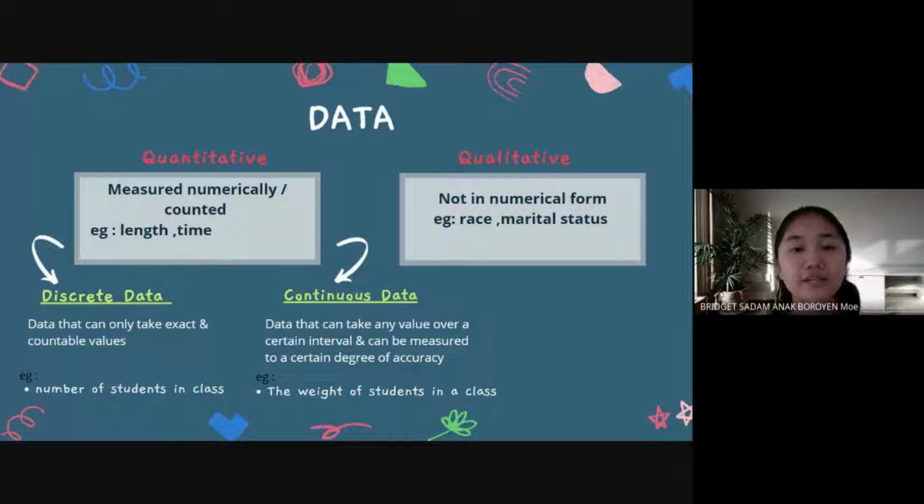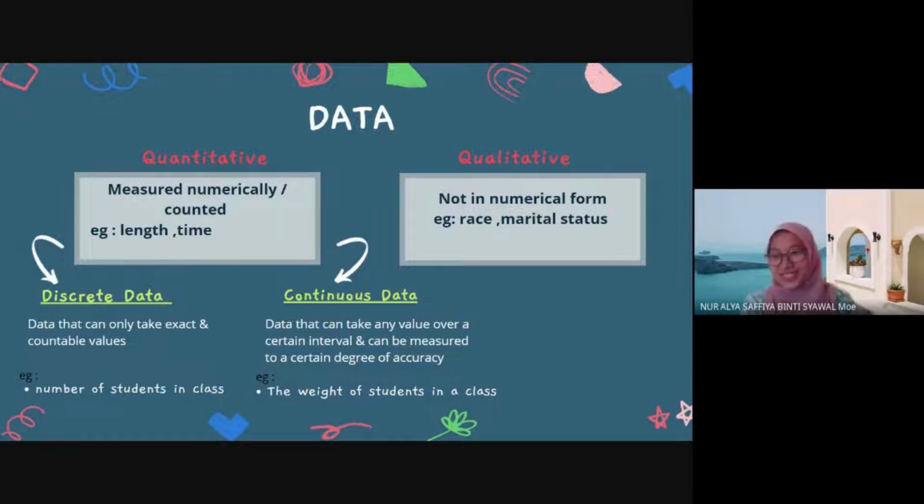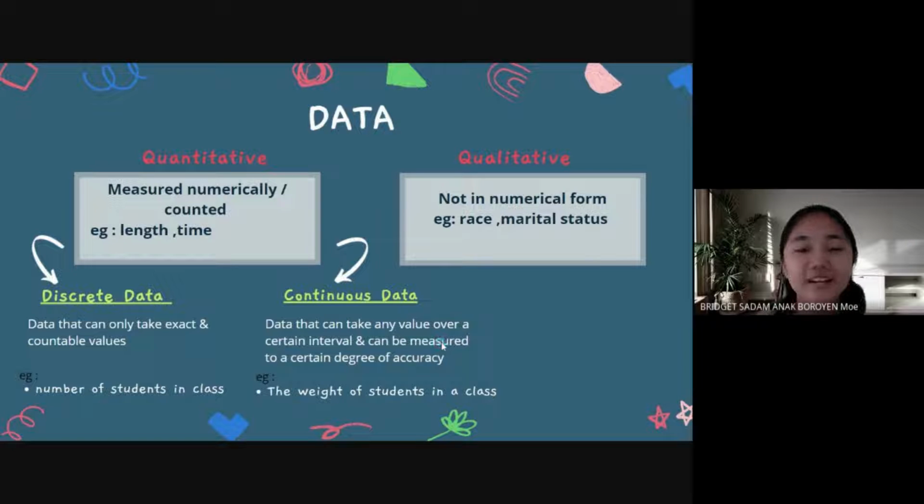Next, data can be divided into 2 types, which are quantitative data and qualitative data. Quantitative data is data which is measured numerically or counted, while qualitative data is data which is not in numerical form. Examples of quantitative data are length and time, and examples of qualitative data are race or marital status. What do you guys think? Can you give me another example of quantitative data? Temperature. Yes, that's right, Alia.